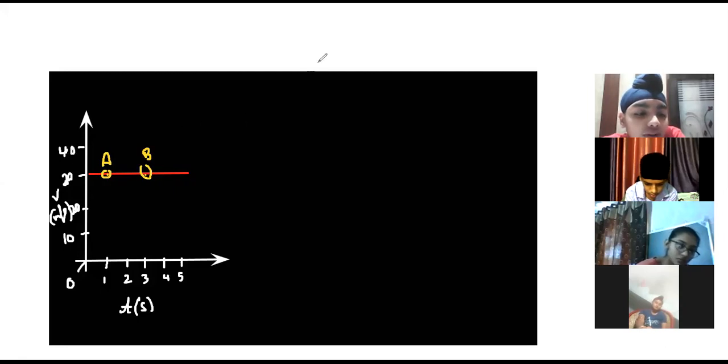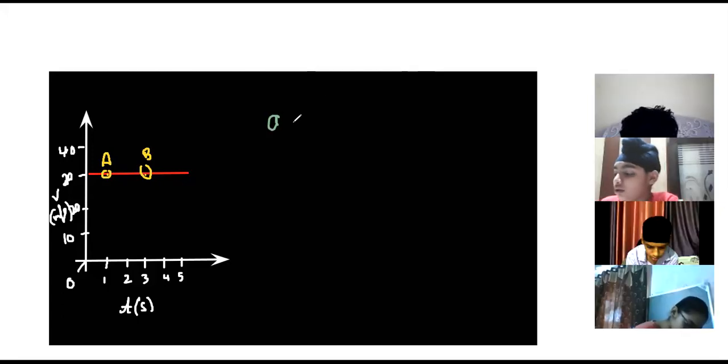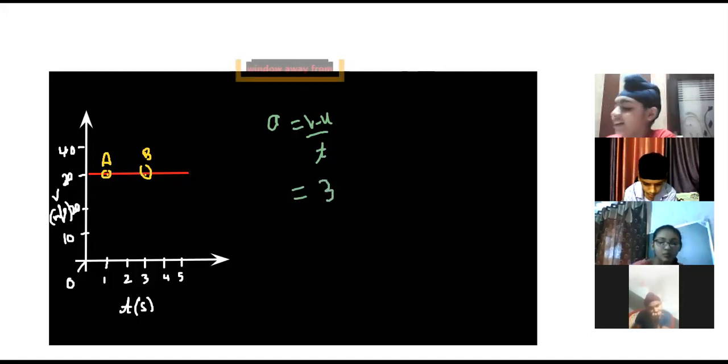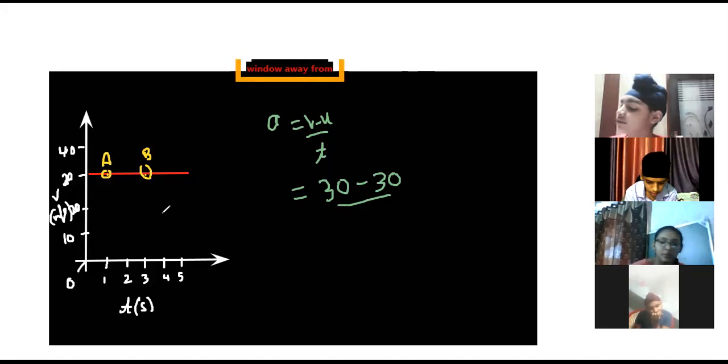So what is the formula of acceleration? Change in velocity over time. Fine. So acceleration is equal to v minus u divided by t. You go from A to B. Final velocity at B is 30 minus initial velocity from where you start, that is also 30, divide by time taken.